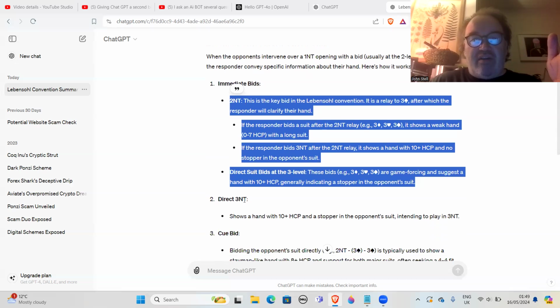So here, for instance, direct three no trump shows a hand with 10 high card points and a stopper in the opponent's suit, intending to play in three no trumps. So it can mean that, but I actually play it a different way. I play what's known as FADS, fast arrival denies a stop. So if I bid three no trumps, that shows a hand that has enough points to bid three no trumps, but doesn't have a stopper in their suit. So you can play it both ways.